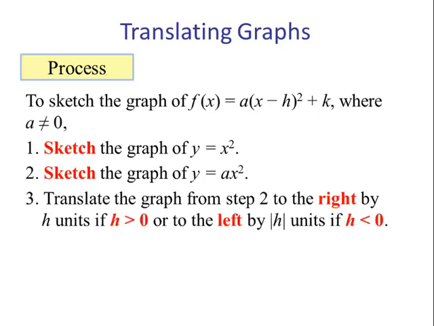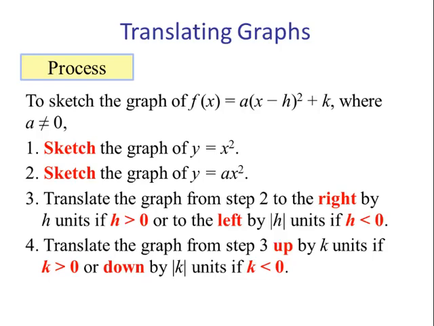Number 3, translate the graph from step 2 to the right h units if h is greater than 0, that means positive, or to the left by the absolute value of h units if h is less than 0, negative. This will change the vertex in the x direction. Number 4, translate the graph from step 3 up k units if k is greater than 0, or down by the absolute value of k units if k is less than 0. So this will move the vertex in the y direction.